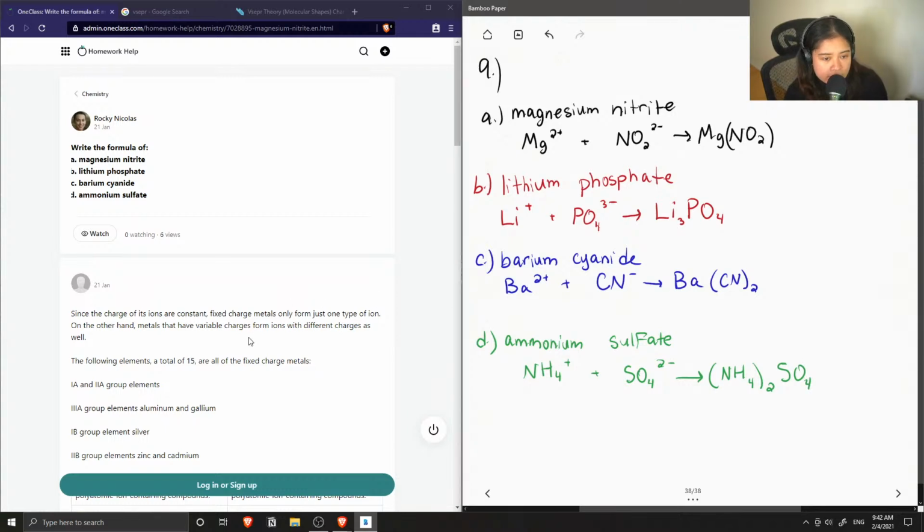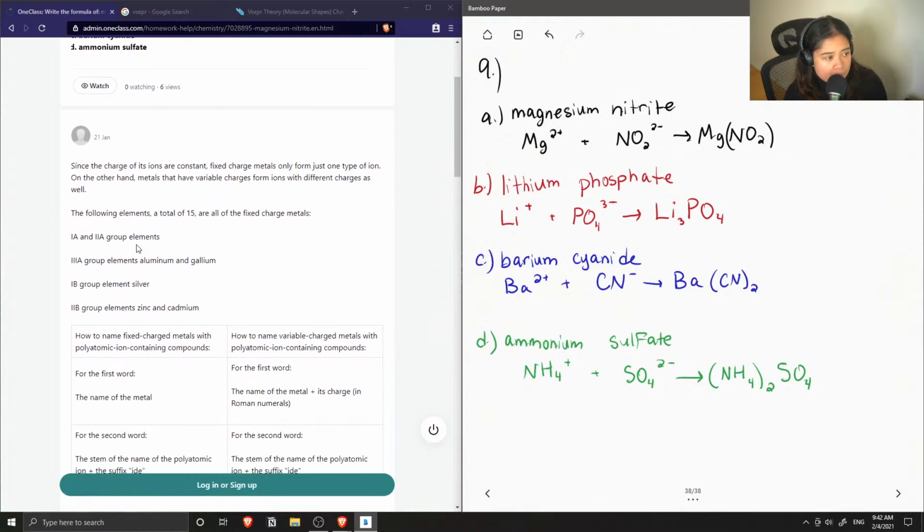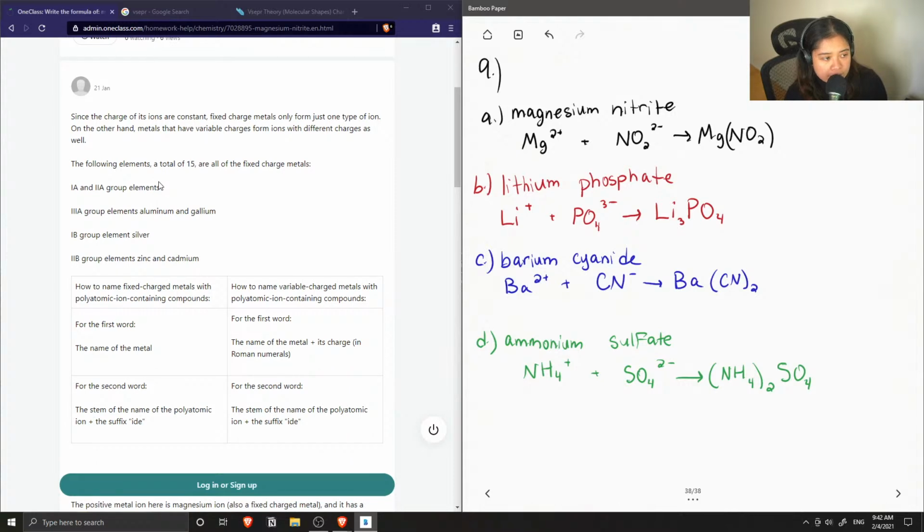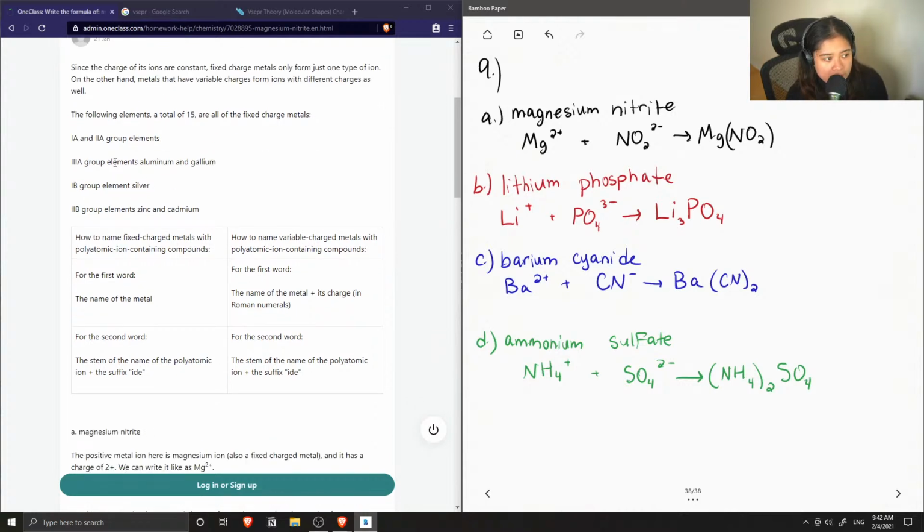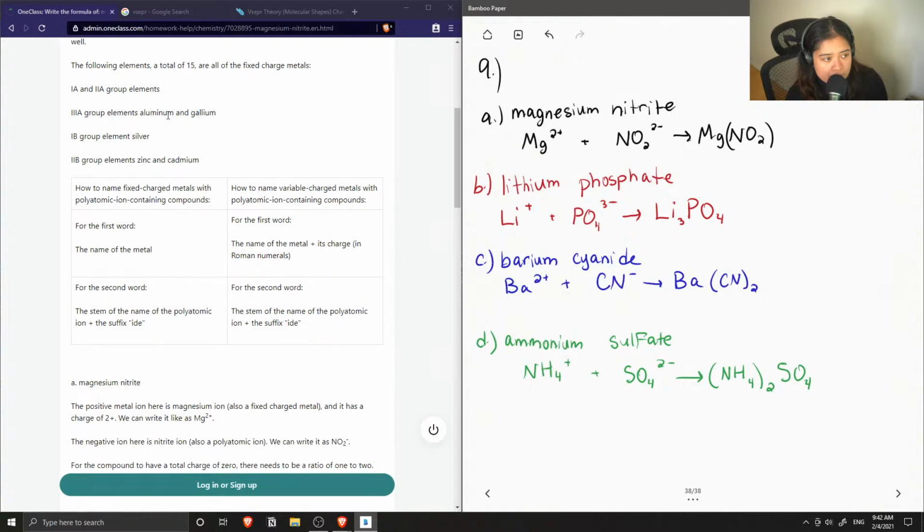Okay, so let's see what the junior tutor said. Since the charge of its ions are constant, fixed charge metals only form just one type of ion. On the other hand, metals that have variable charges form ions with different charges as well. The following elements, a total of 15, are all of the fixed charge metals: Group 1A and 2A, Group 3A, 1B, and 2B. So elements like aluminum, gallium, silver, zinc, and cadmium.